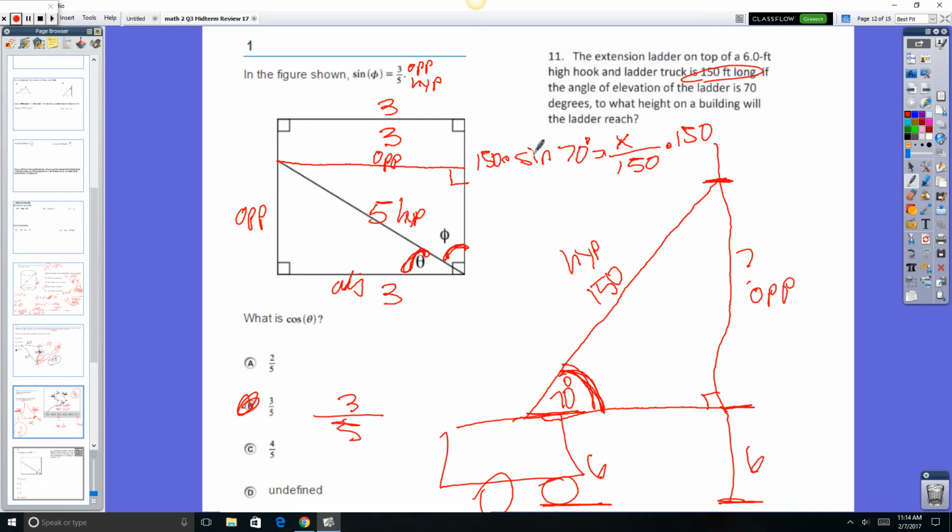So 150 times the sine of 70 equals, so this is about 140.95. And if I add the 6 to it from the ground to the top of the building, it will reach 146.95 feet.